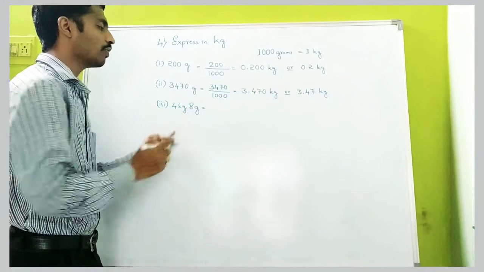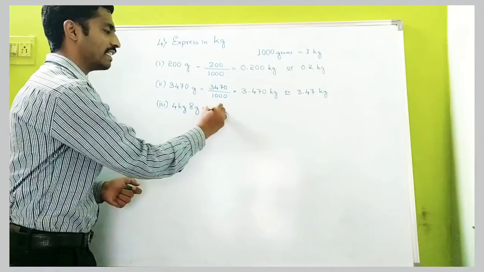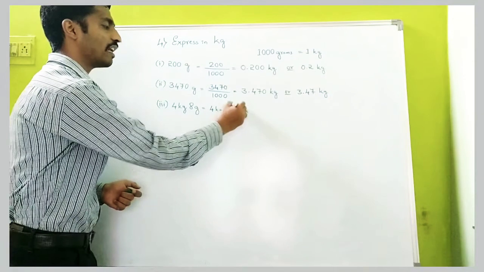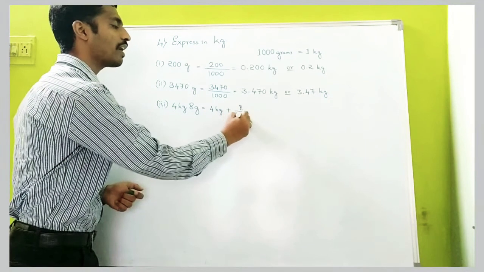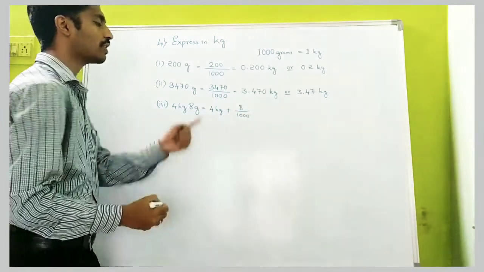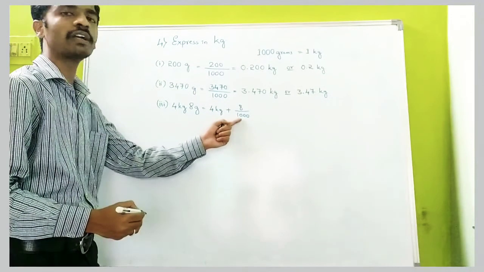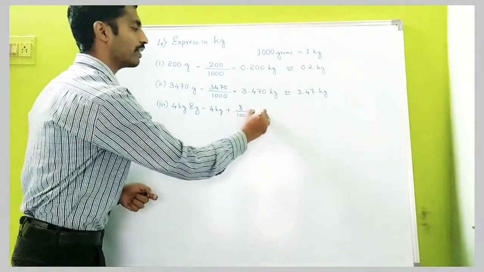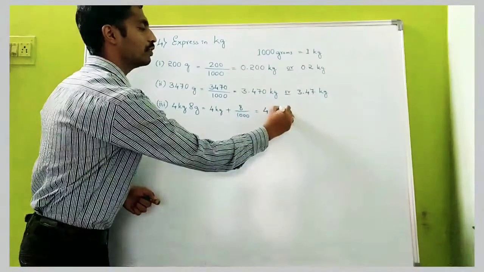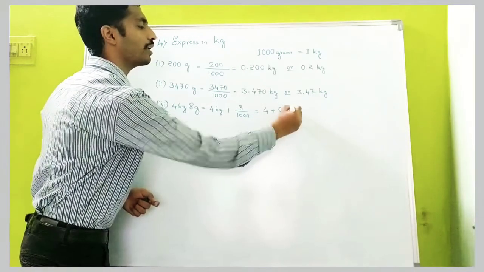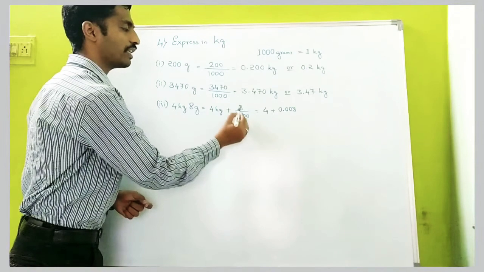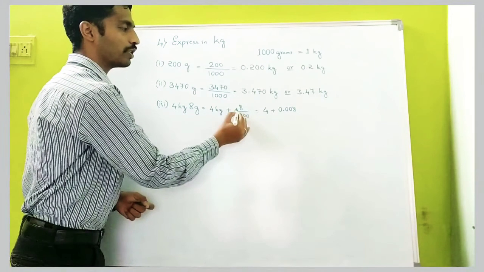Okay, both we have to add. 4 kg is there, just write it, plus 8 gram means 8 divided by 1000, because 8 gram we have to convert into kg, so it will be divided by 1000. So here we will get 4 plus 0.008. Why? Because 3 zeros are there. After 3 numbers we have to put the point.